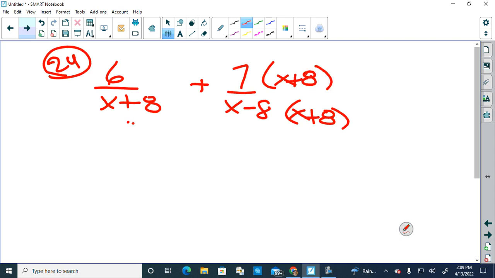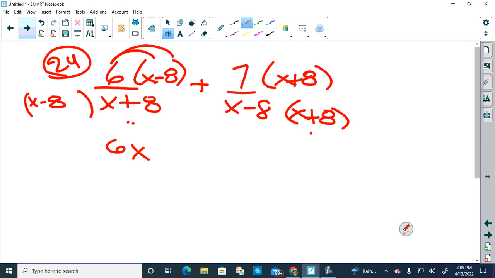So an x plus 8 and x plus 8. And this one's missing the x minus 8. So x minus 8 needs to get multiplied. Whatever I wrote on the bottom, I've got to multiply on top, so I do that for both of the numerators. Now we've got our common denominator, so I need to simplify the numerators. 6 times x would be 6x. 6 times negative 8 would be a negative 48.